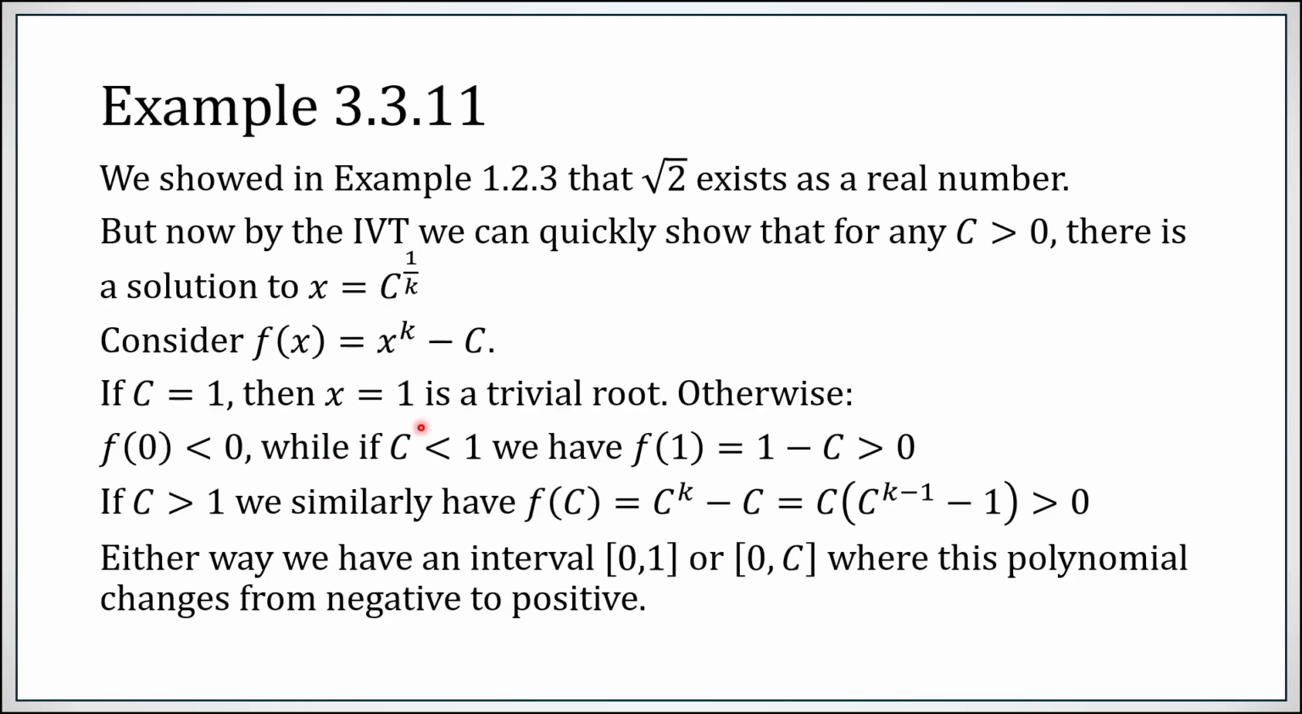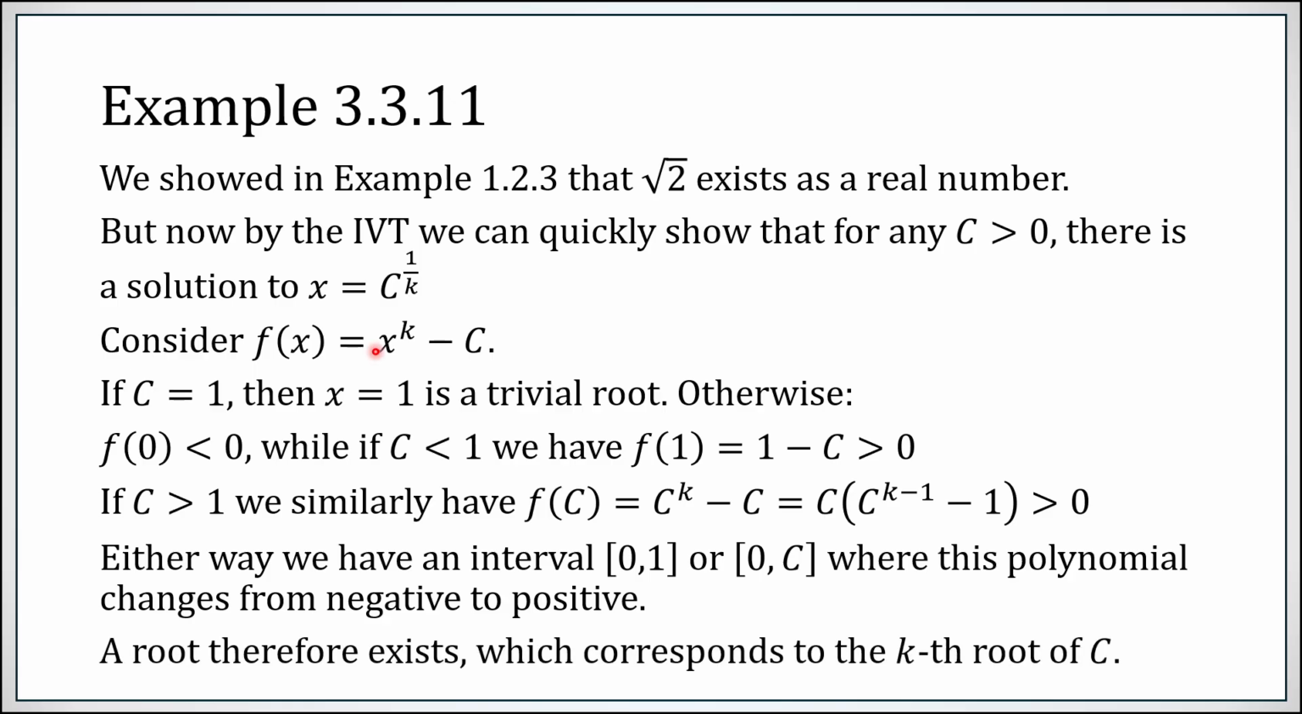In the event that c was less than 1, that interval is just 0 to 1. When c was bigger than 1, that interval is 0 to c. However, we have a polynomial, which is continuous, changing from negative to positive. Therefore, it has a root. And again, a root of this polynomial corresponds to a kth root of c. So what have we shown? Every positive number has a kth root, where k is any positive integer.